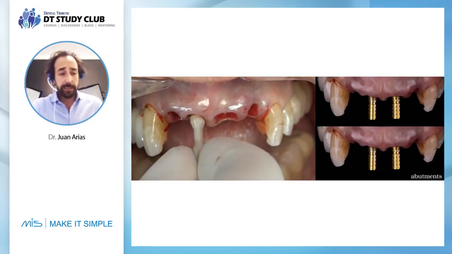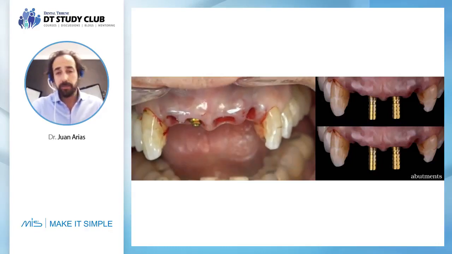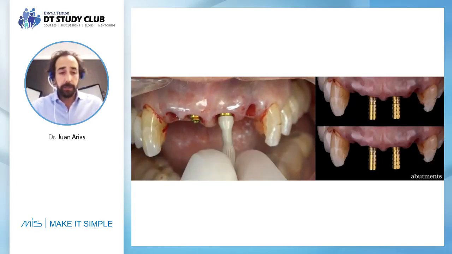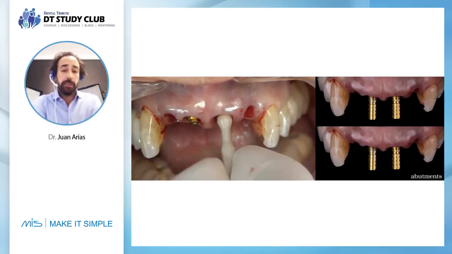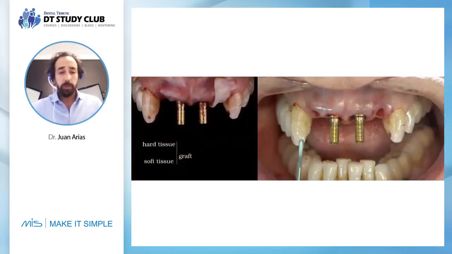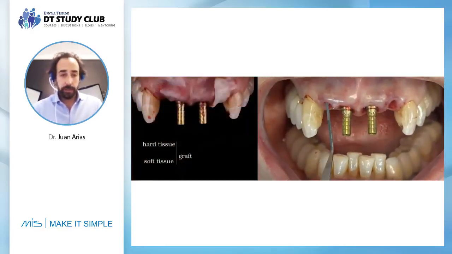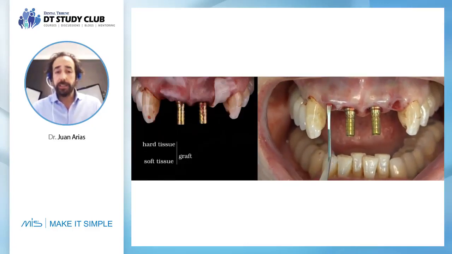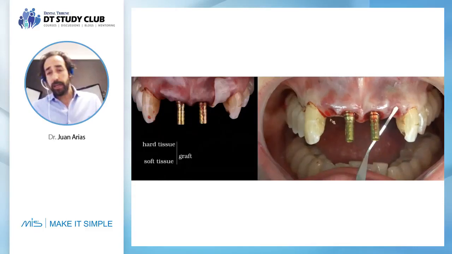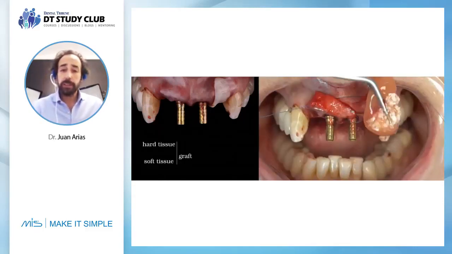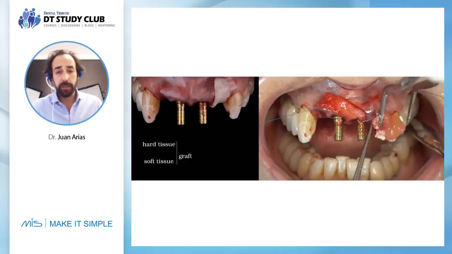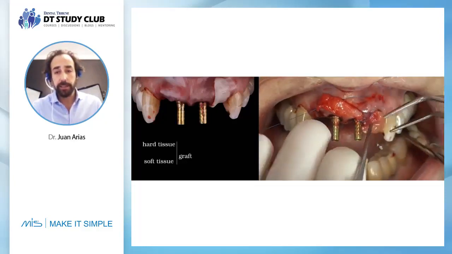So we place these abutments for the provisionals. We place the abutment that will go to the implant. These are the multi-unit abutments of MIS. And once we place them, what we do is we place the hard tissue and the soft tissue grafts there. In this case, we've got a thick periodontium around the implants, the 11 and 21. We've got thick periodontium, but the problem is going to be the 12 and the 22.